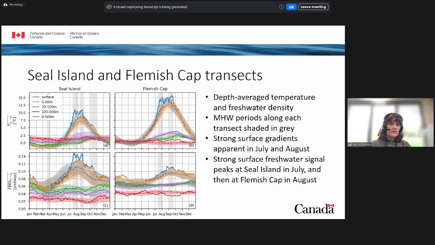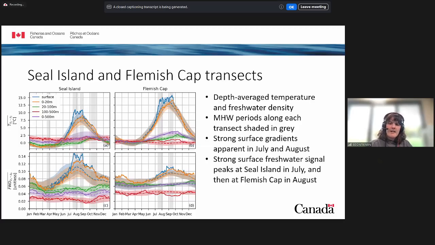I have a number of different depth bins here, but I'd like to draw your attention to the blue and the orange curves, where the blue is the surface value and the orange represents the 0 to 20 meter depth bin. In the top panels, we see that Seal Island experienced 3 surface heat waves during the summer and fall. The first in mid-July to early August, the second in mid to late August, and the third in October. By comparing the blue curve at the surface to the orange curve, which represents an average over 0 to 20 meters, we see that the July marine heat wave was mainly confined to the surface, whereas in August and October, the 0 to 20 meter layer would also have been considered a marine heat wave.